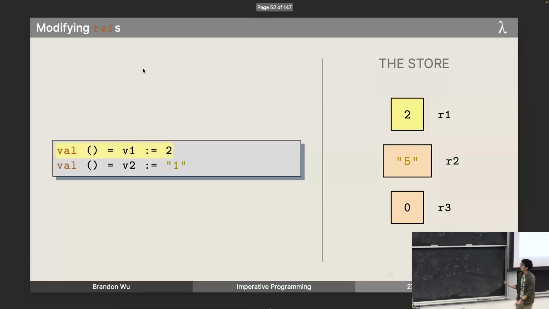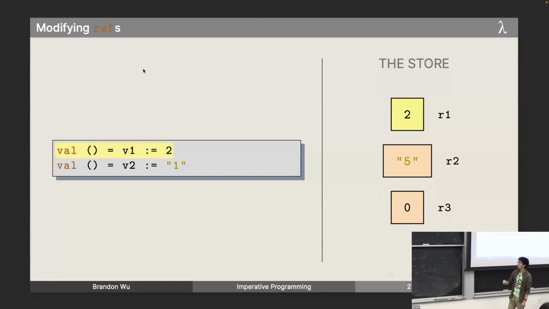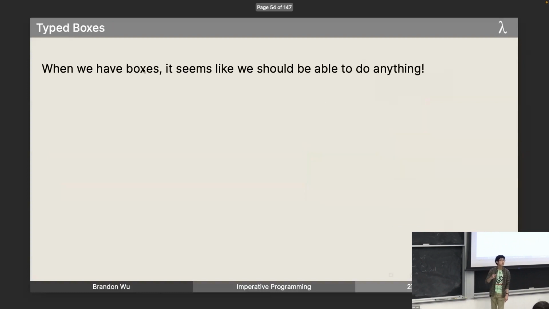R1, yeah. But now it goes to 2 when I say colon equals 2. And then for R2, if I say colon equals string 1, boom, now string 1's in there too, right? Pretty straightforward, I think, okay? We're just changing what's inside of the box. So it seems like we should be able to do anything once we have boxes. We just put stuff in the boxes, right?